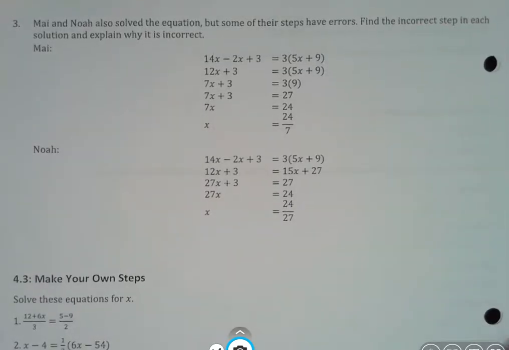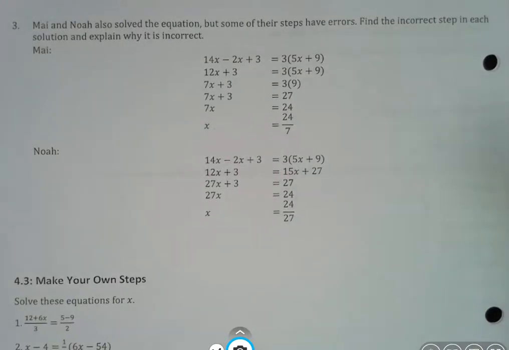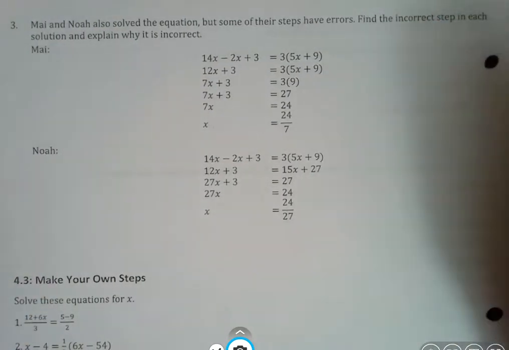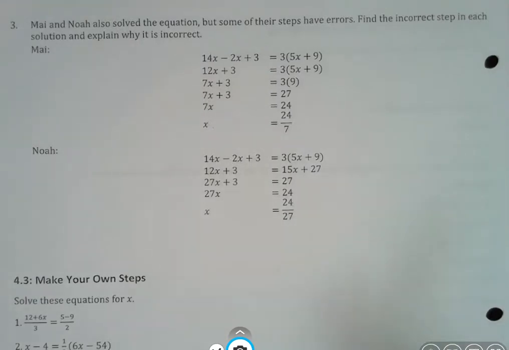Okay, so now we're going to look a little bit more at some steps that were taken to solve equations. So if we look at number 3, this is the back side of the lesson 4 notes. Mai and Noah also solved the equation, but some of their steps have errors.